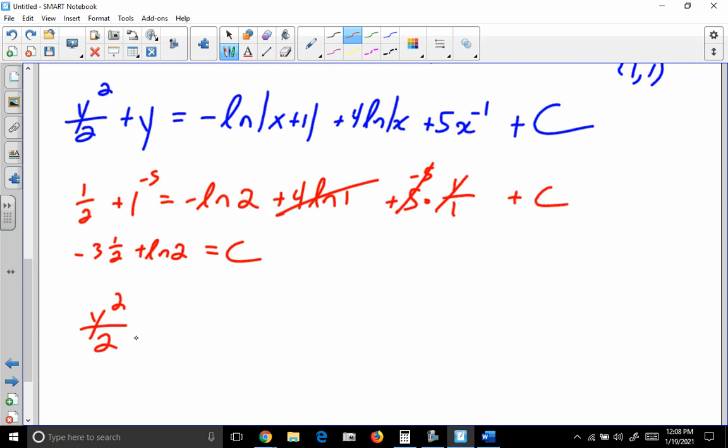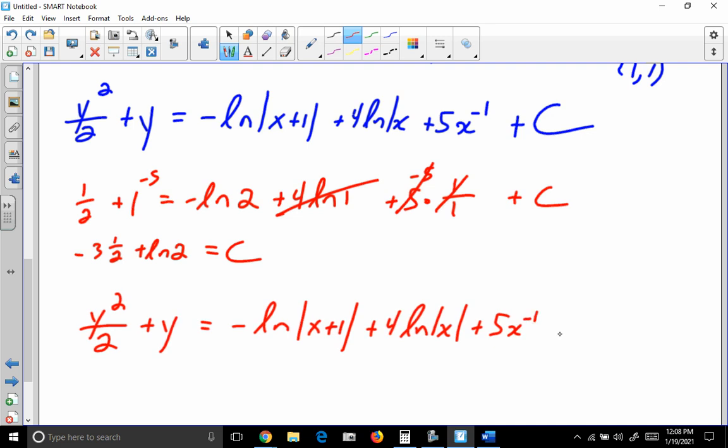Y squared over 2 plus y equals negative natural log absolute value of x plus 1 plus 4 natural log absolute value of x plus 5x to the negative 1 minus 3.5 or 7/2 plus natural log 2. Substituting that in for c.